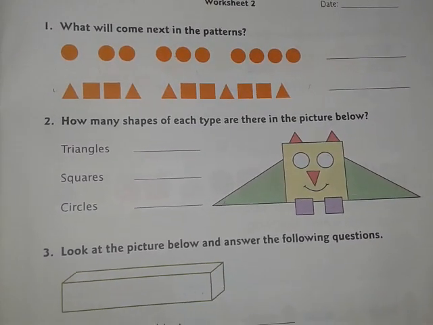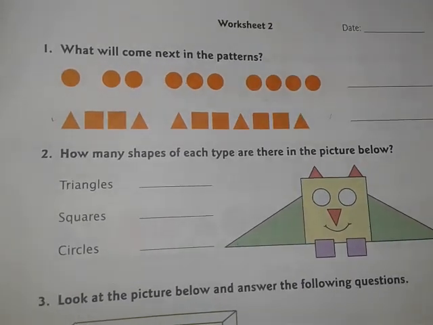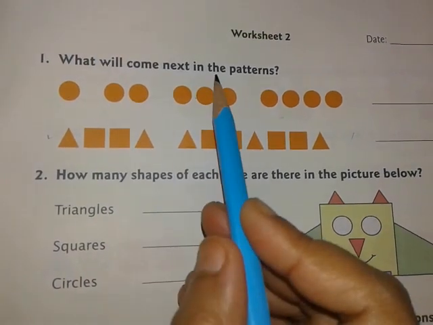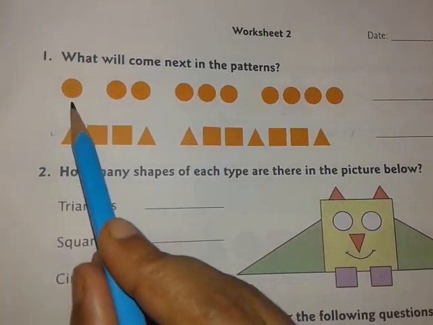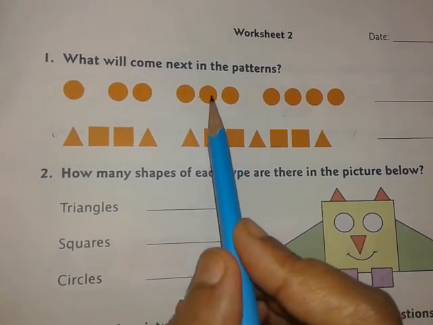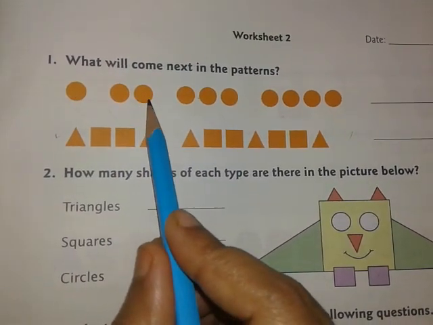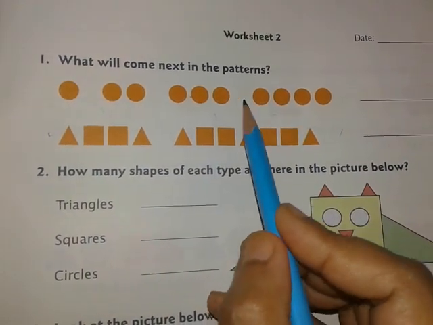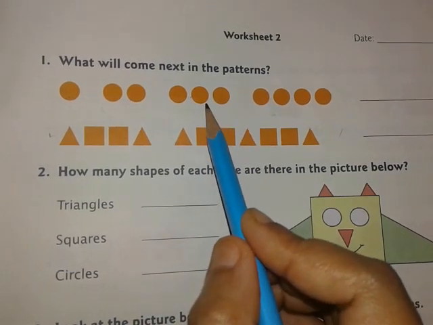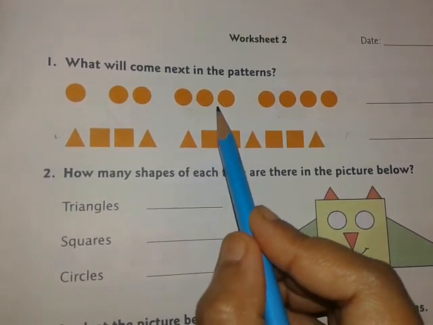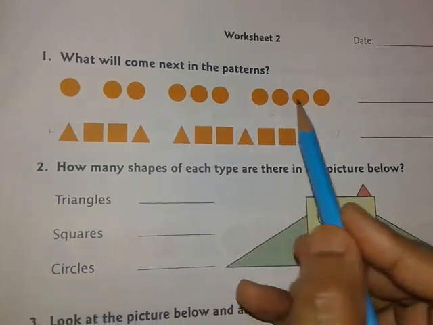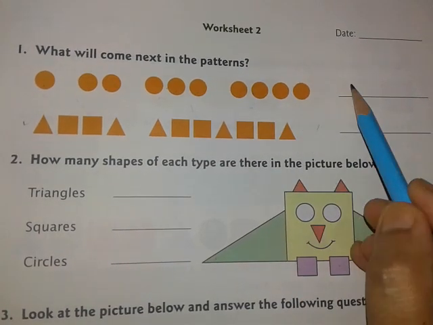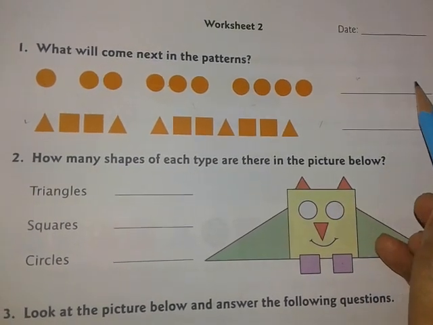This is worksheet 2. In worksheet 2, number 1, some patterns are given and it is asked what will come next in the pattern. You can see here, students, circles are drawn, and what is the pattern followed? 1, 1 plus 1 is 2, 2 plus 1 is 3, 3 plus 1 is 4. So in this pattern, 1 is added each time. It is 3, then 1 added to this, it becomes 4. So what will come here? 1 will be added to number 4. 4 circles and then 1 added. So you will draw 5 circles here.